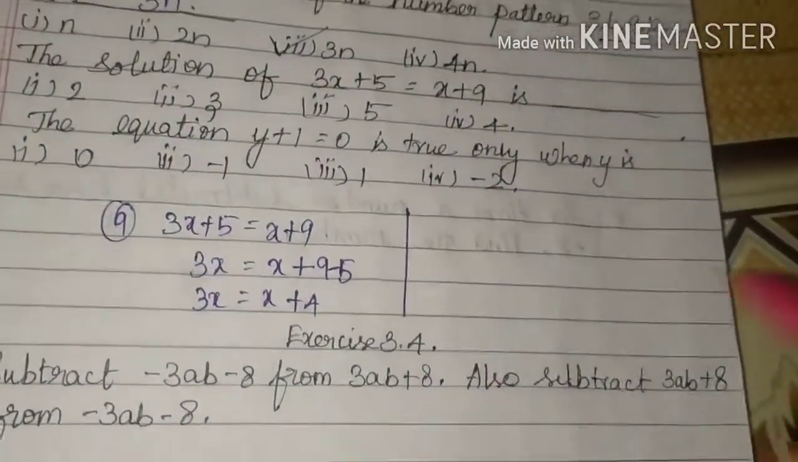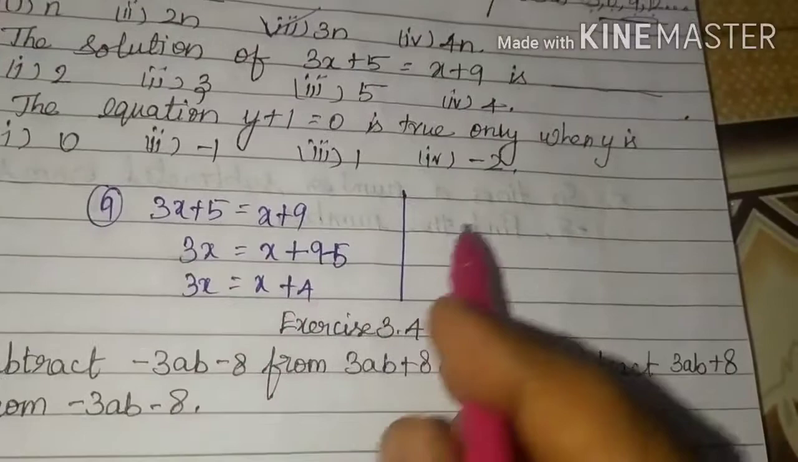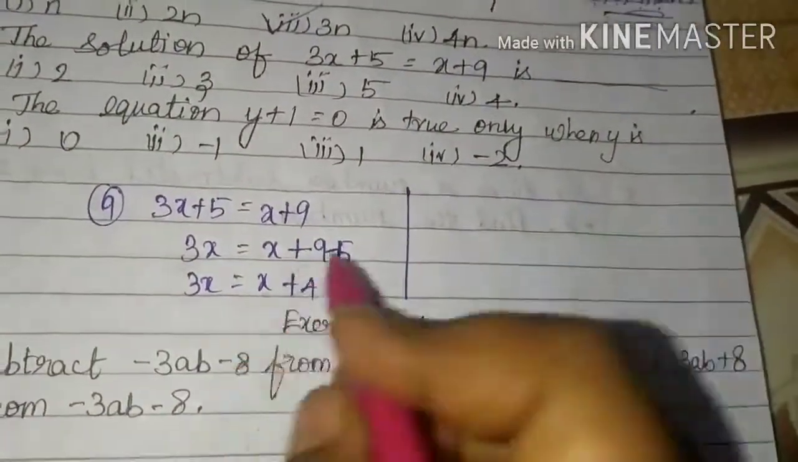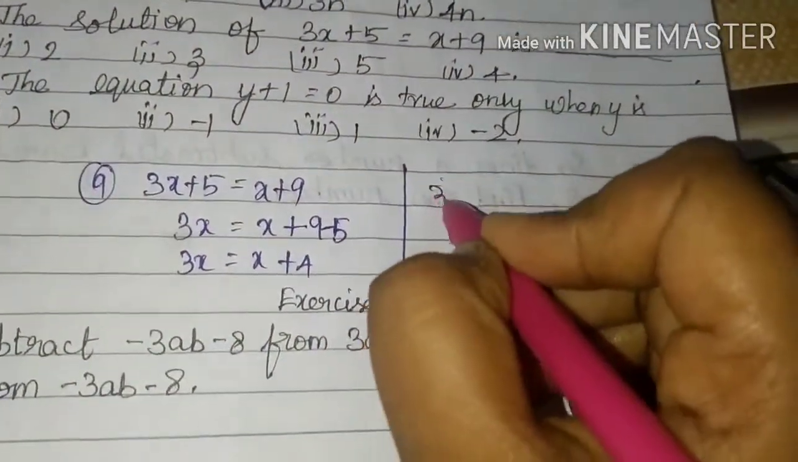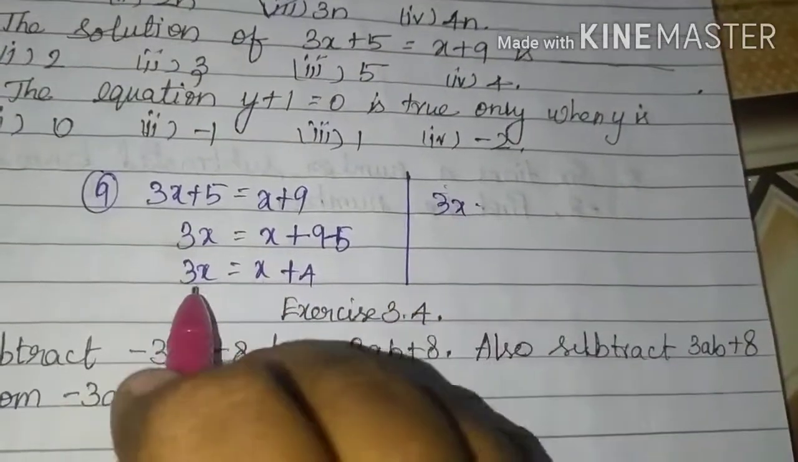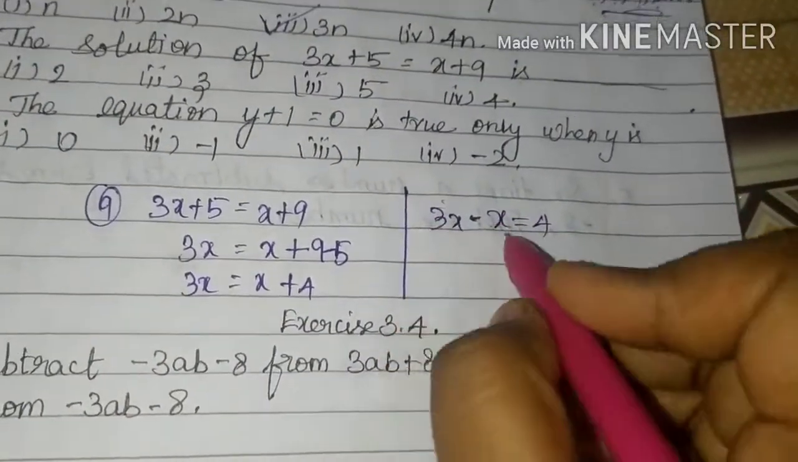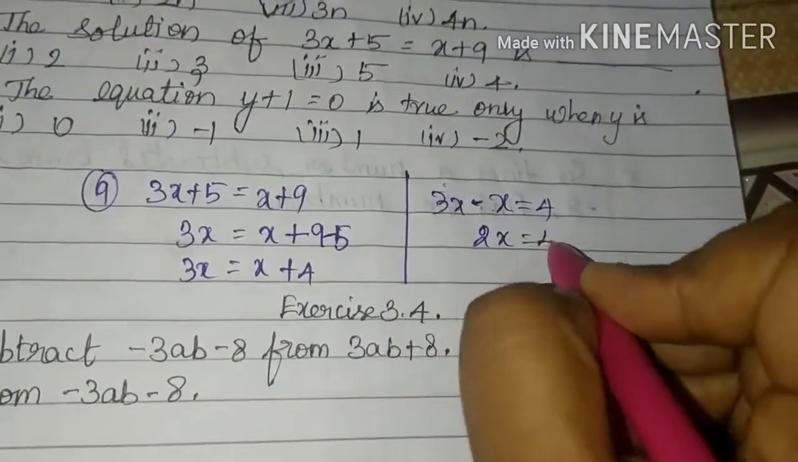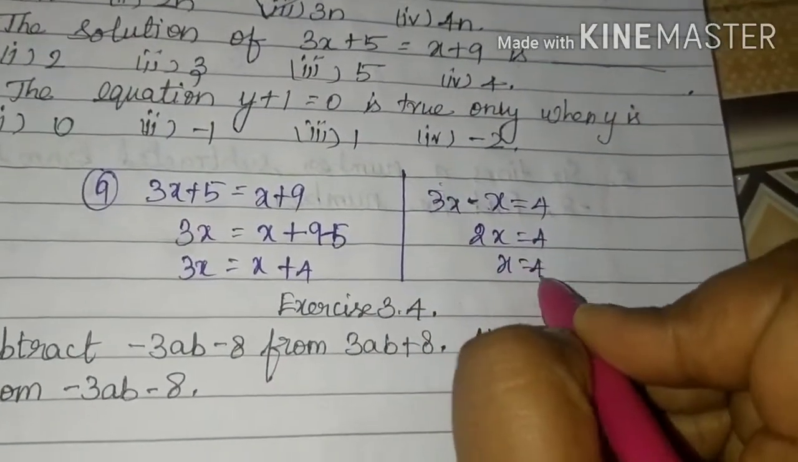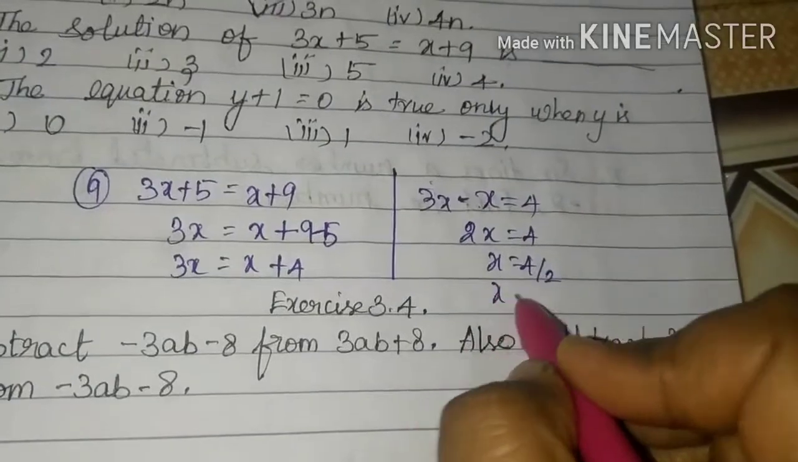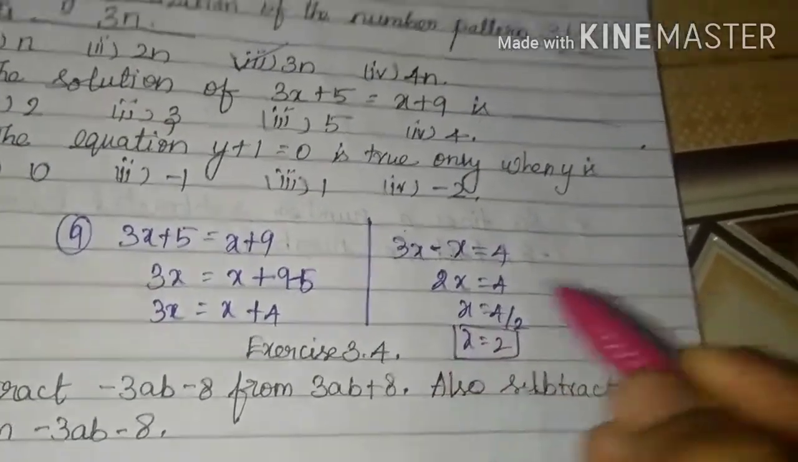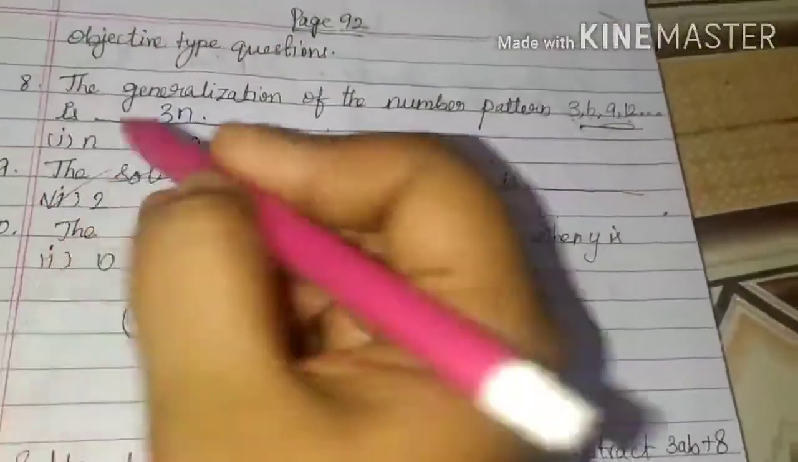So now 3x equal to x plus 4. So I'll just take that x all on one side. So x on this side comes as minus x, equal to 4. 3x minus x is 2x equal to 4. So x equal to 4 divided by 2. So x equal to 2. Answer: the value of x is 2.